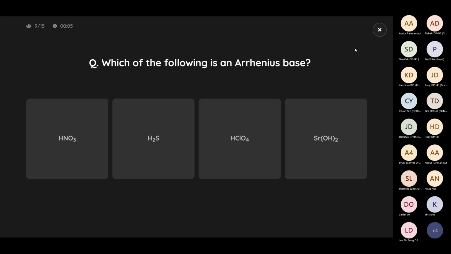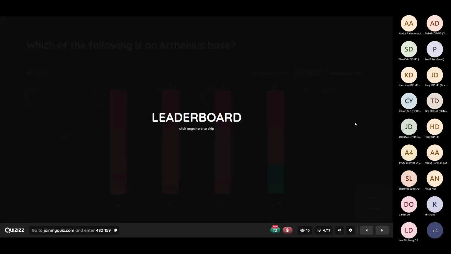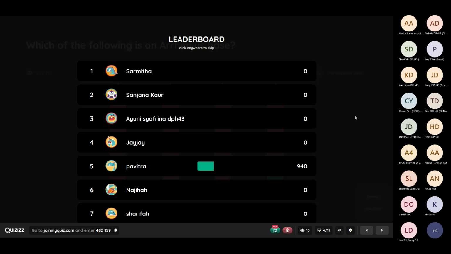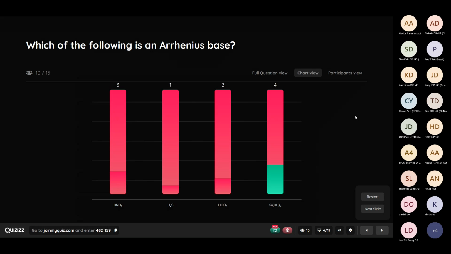Arrhenius base. Which one is it? You cannot join, answer on your own. Choose which one you think is right. Okay, these are the four. The correct answer is this one. Okay, the answer with the OH. Why did so many get it wrong? What does it mean?